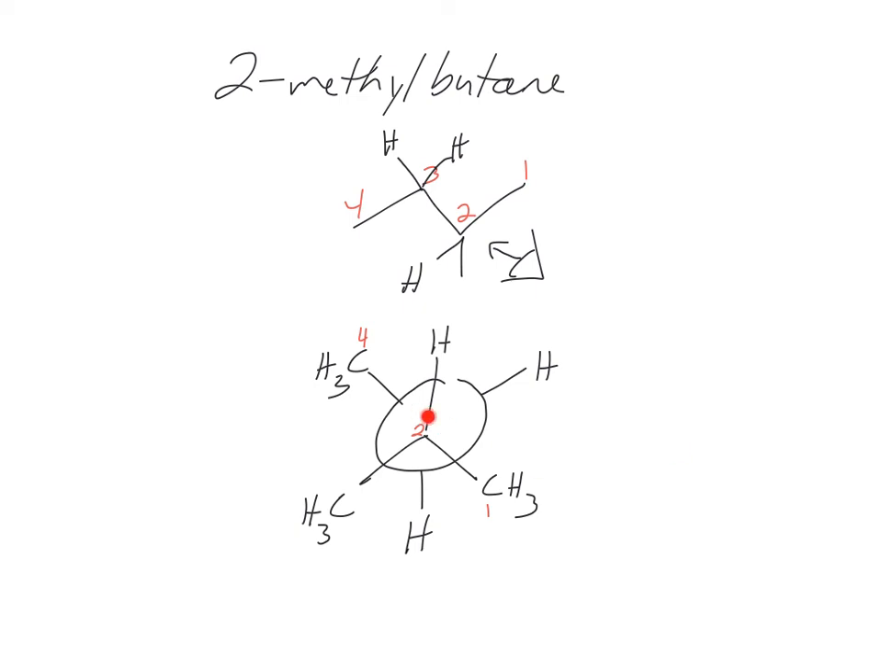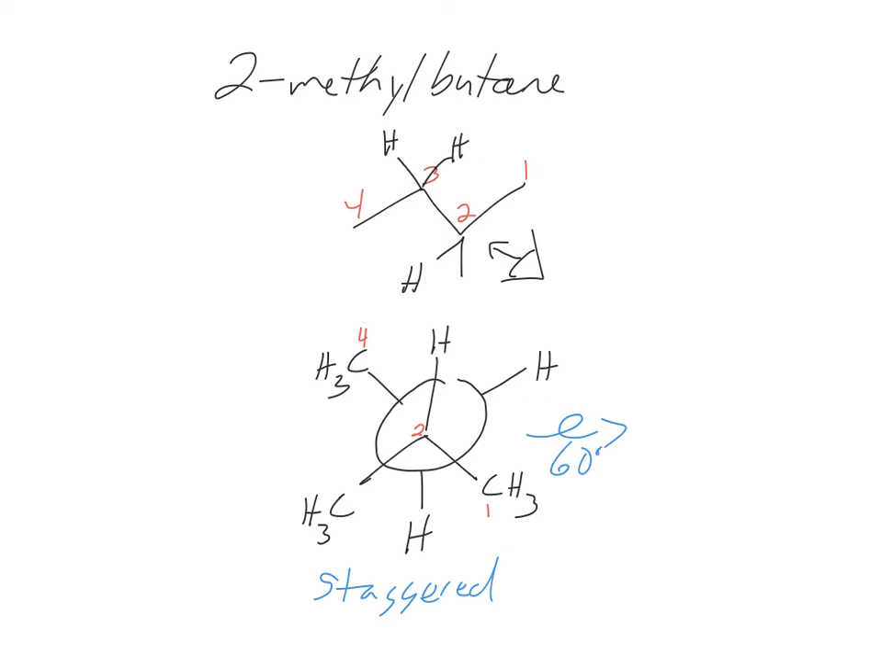How high in energy would this one be versus an eclipsed one versus another staggered one? So what you want to do now is start rotating carbon 2 by 60 degrees. This is a staggered conformation, and all staggered conformations are always lower in energy than eclipsed conformations. Eclipsed is when the things are on top of each other. So if I did one example for you here, I did a 60 degrees rotation.